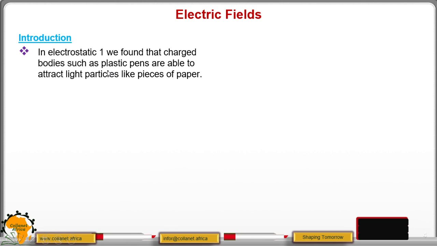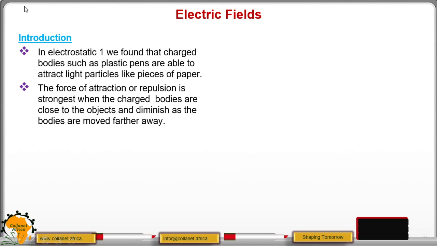So in other words, we can say that whenever there is charge, there is that force of attraction, and whenever there is attraction, of course, there is repulsion. Now, the force of attraction or repulsion is strongest when the charged bodies are close to the object and diminishes as the bodies move further away.